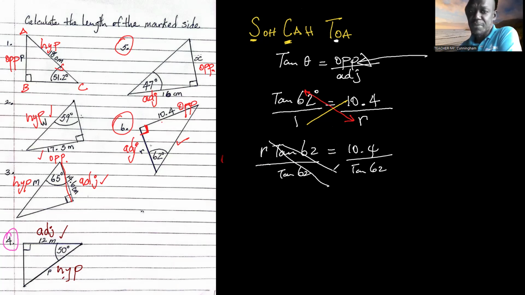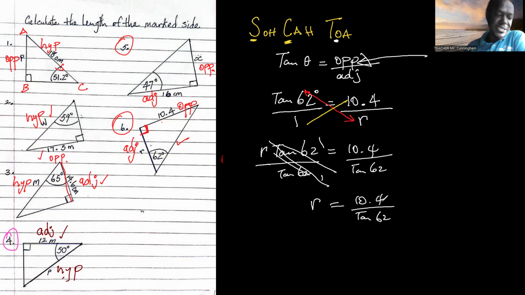So this will cancel, leaving me with 1 R. So 10.4 divided by tan 62 is how much? 5.5, sir. Thank you. Let's use centimeters. I didn't put units, but all right. So Keshawn, make sure that you have the answer. Make sure that you took this down.